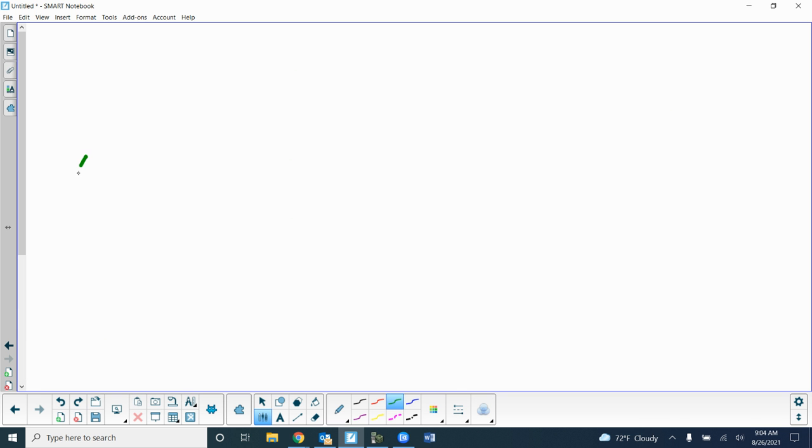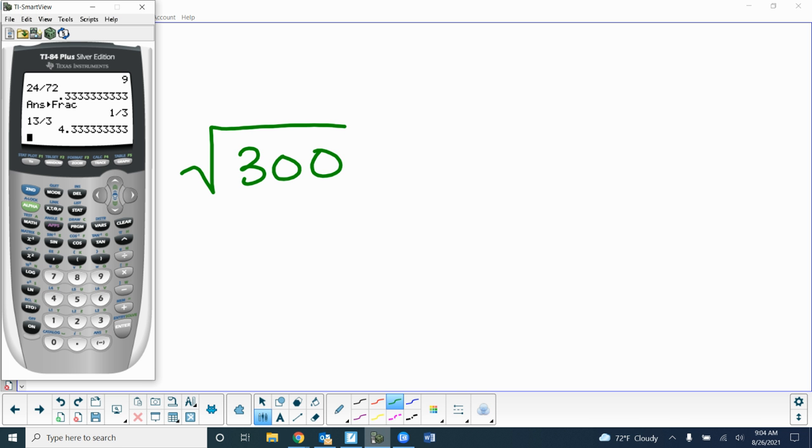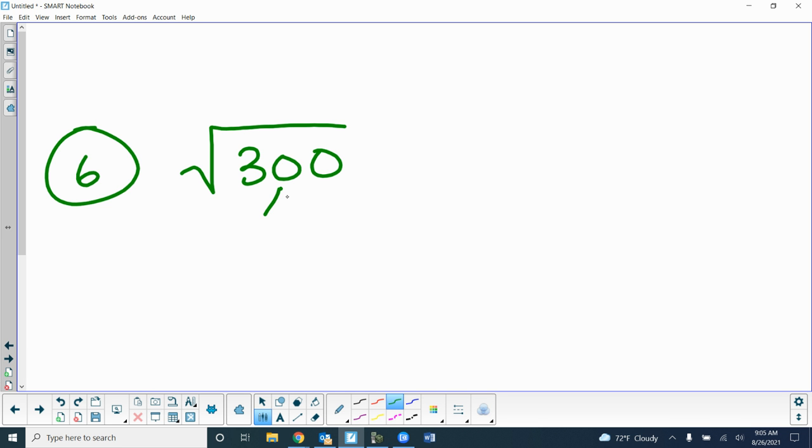Number 6, some radicals. So simplifying radicals. So we have to do a factor tree. We're putting simplest radical form. I don't want you to put it in the calculator and tell me it's 17.32. All right, that's not what I'm looking for. Put it in simplest radical form. All right, so that's when we were doing the factor tree.